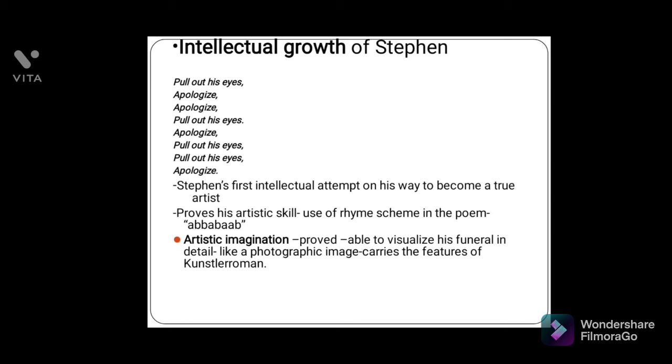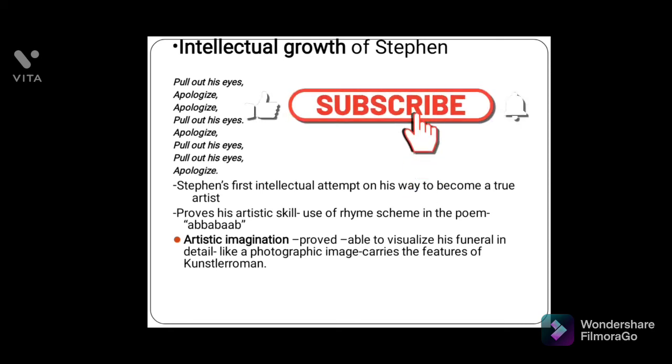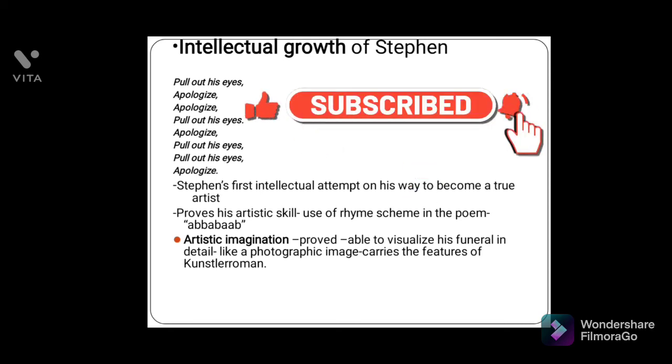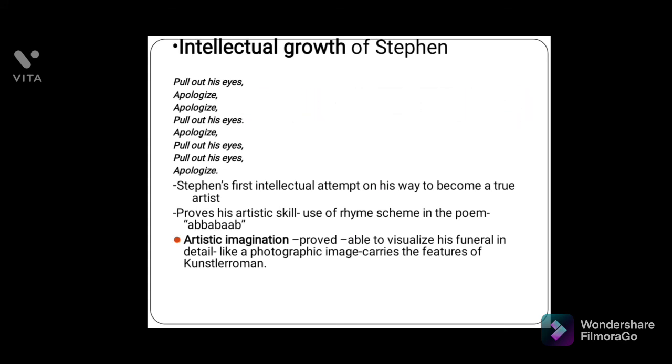This is a nursery rhyme that Stephen wrote as a child. This is the first intellectual attempt by Stephen to become a true artist. This proves his artistic skill because he uses a rhyme scheme in this poem. We can see artistic imagination also in his imagination of his own funeral. He has a detailed visualization of his funeral like a photographic image, and it carries the features of a Bildungsroman.